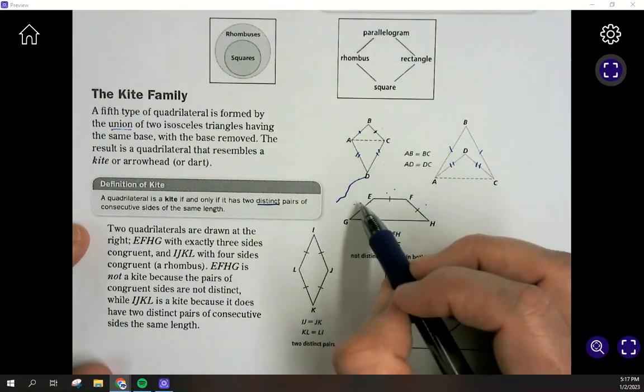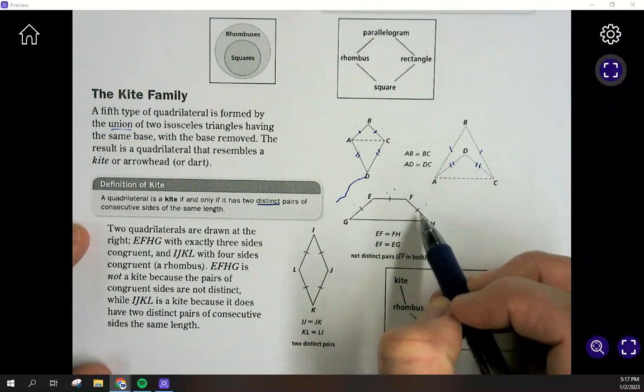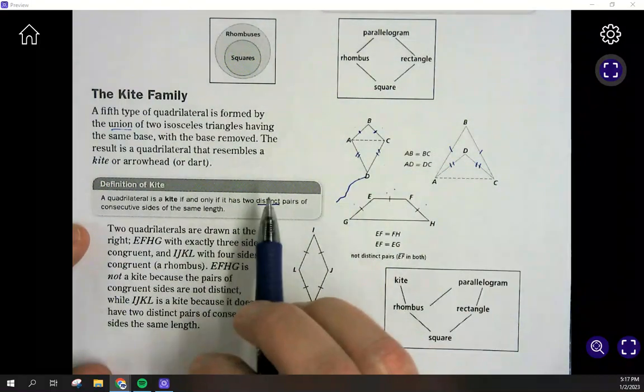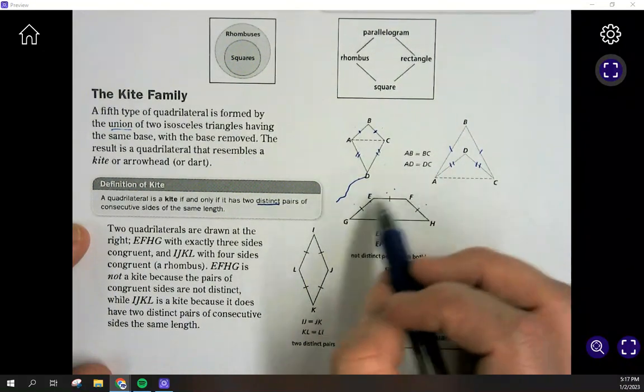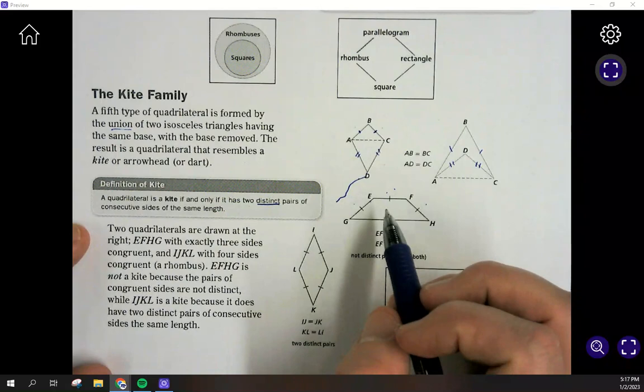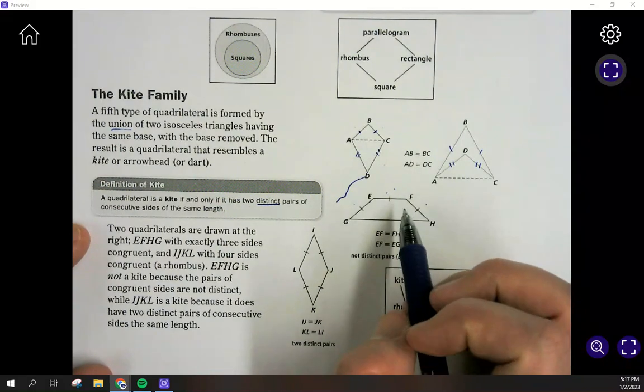So to be a kite, these would have to be equal to each other, and then there'd have to be another separate or distinct pair of sides that were equal to each other. So this actually looks to be a trapezoid, which we're going to talk about on the back.